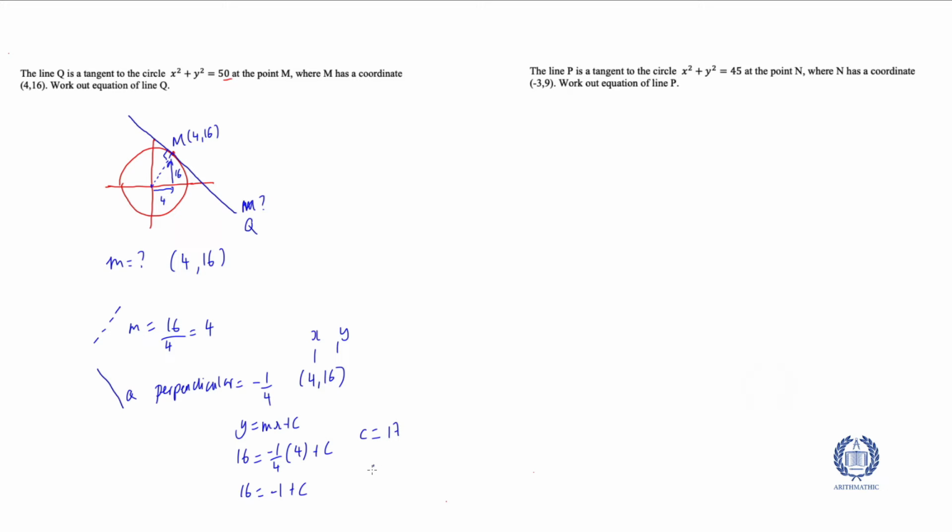So essentially your equation of the tangent for line Q is going to be y equals minus 1 over 4x plus 17. And that is my equation of the tangent. That's how you do it. So very simple. Essentially what you're looking at is, first find the gradient. Once you find the gradient, find the reciprocal gradient because it's perpendicular, and then get the coordinate and then find the equation of the line.